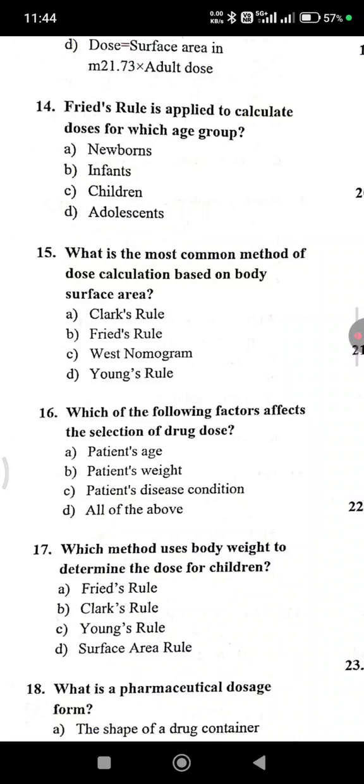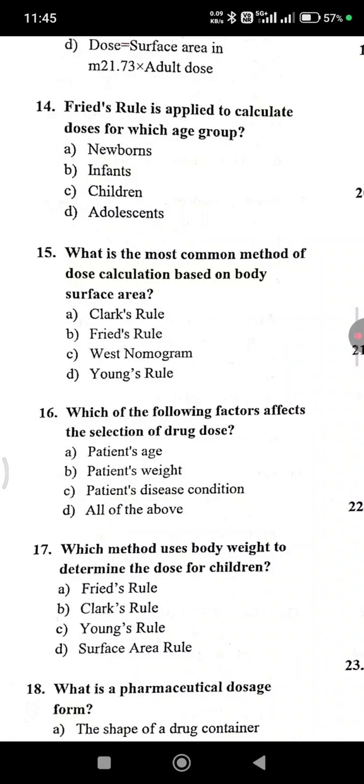Let's go to question number 15. What is the most common method of dose calculation based on body? The answer is weight nomogram. The most common method of dose calculation based on body is the weight nomogram.